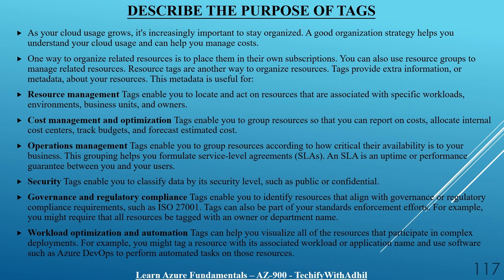So cost management and optimization. Tags enable you to group resources so that you can report on costs, allocate internal cost centers, track budget and forecast estimated cost. So you can know what the resources are, how much that costs, and based on the tag you know which department is going to incur the cost. So you'll be able to easily estimate or forecast the cost for that department by the resources they are using.